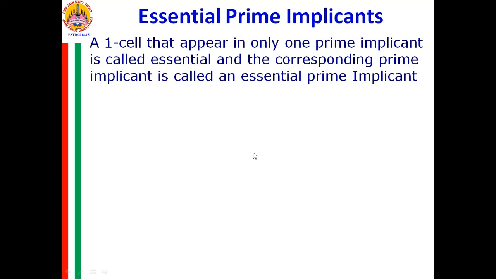Now, by observing this example, what is the essential prime implicant? A one cell that appears in only one prime implicant is called an essential cell, and the corresponding prime implicant is called an essential prime implicant.